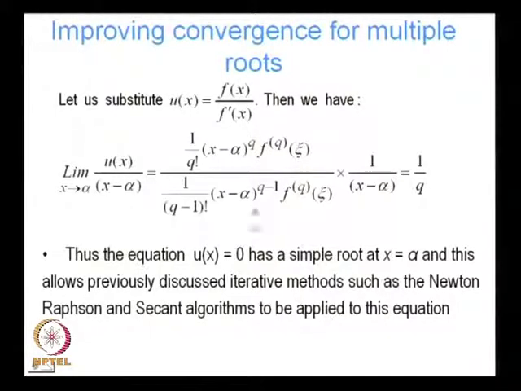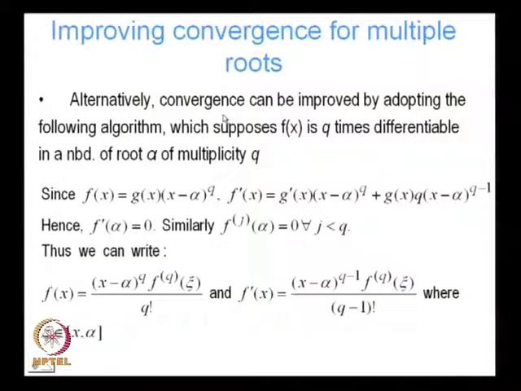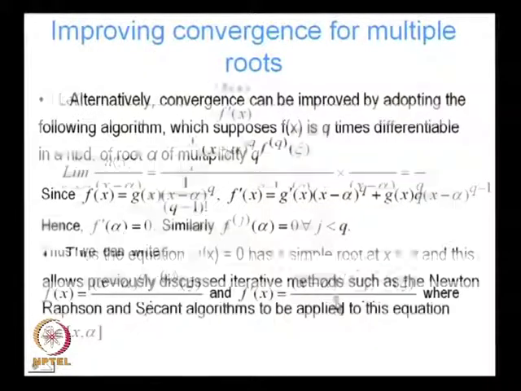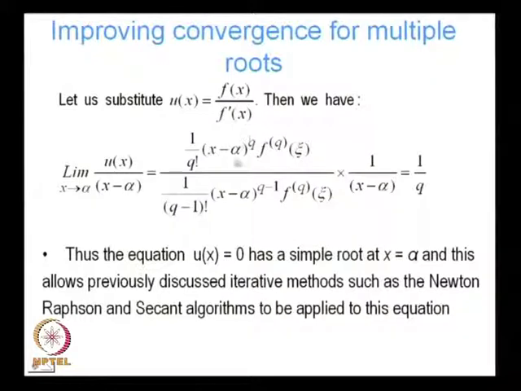Let us write u of x is equal to f of x by f prime of x. Then if we divide u of x by x minus alpha, and take the limit as x goes to alpha, what is u of x? U of x is f of x by f prime of x. So, f of x is this, f prime of x is this. If I divide this by this and then divide that by x minus alpha, I am going to get 1 by q.